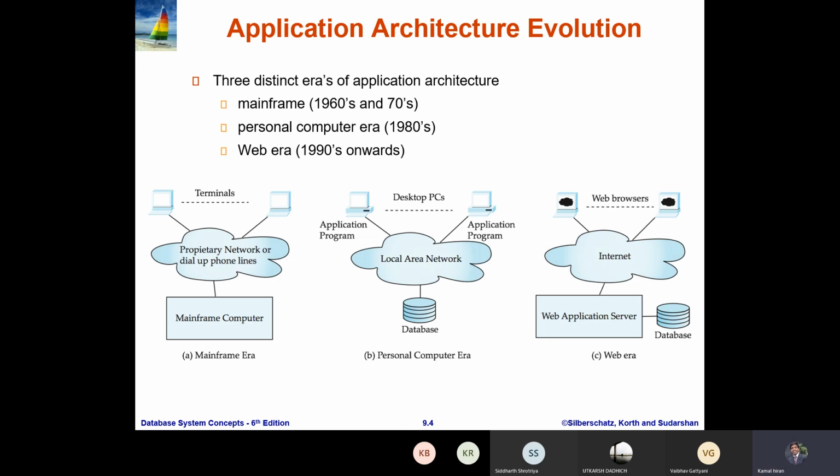All right. So this is the application architecture evolution, how we have come to the latest era of the world, and how the application architecture is changing. First, in the 1960s and 70s, the concept of the mainframe came, then the personal computer era was in the 1980s, and now the era of web and mobile applications, which came after the 1990s, is very popular.